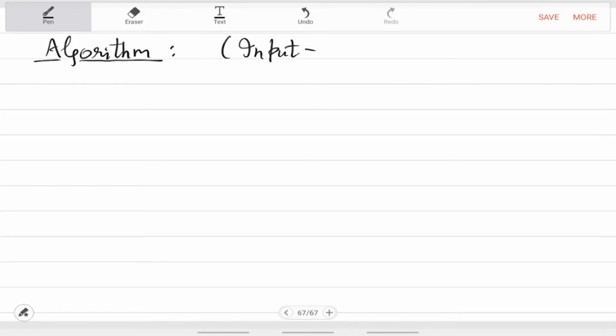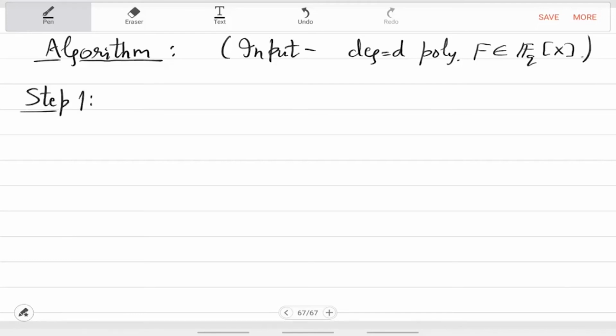So in the input you are given a degree d polynomial big F and a finite field F_q. The finite field has to be properly given in the natural representation. Otherwise, you cannot give the coefficients of big F. So finite field is given and then the polynomial is given. So this is just a for loop.